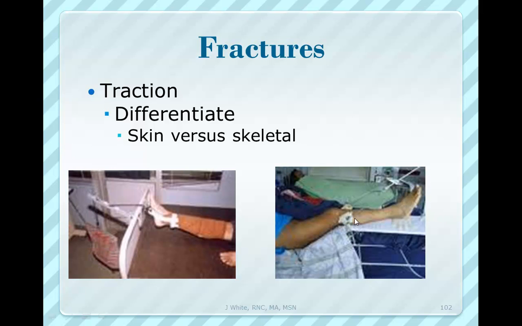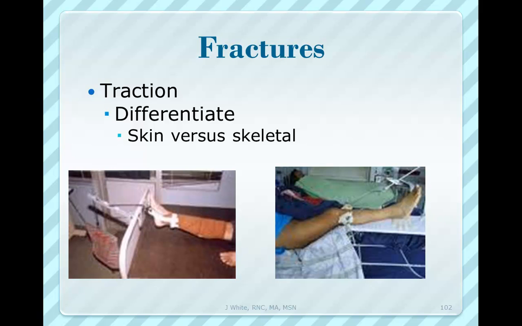Okay, this child over here has skeletal traction. In this case, there is a pin placed through the skin, through the bone, and the traction is applied directly to that pin. Sometimes this will become wrinkled. Leave it alone. Don't take it apart, because if you do, the whole thing could fall off.